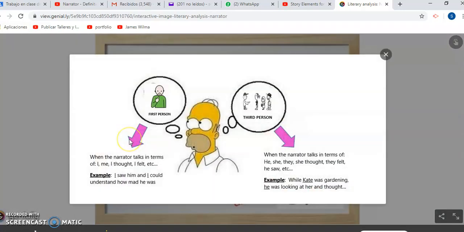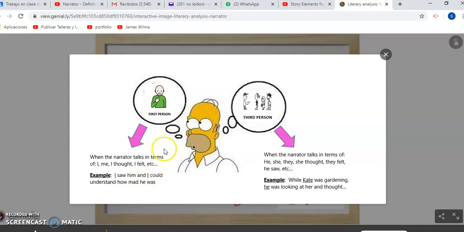Second part, the person. The narrator can tell the story using two kinds of person, first person or third person. When the author decides that the narrator tells the story in first person, the narrator talks in terms of I, me, I thought, I felt. Example: I saw him and I could understand how mad he was.